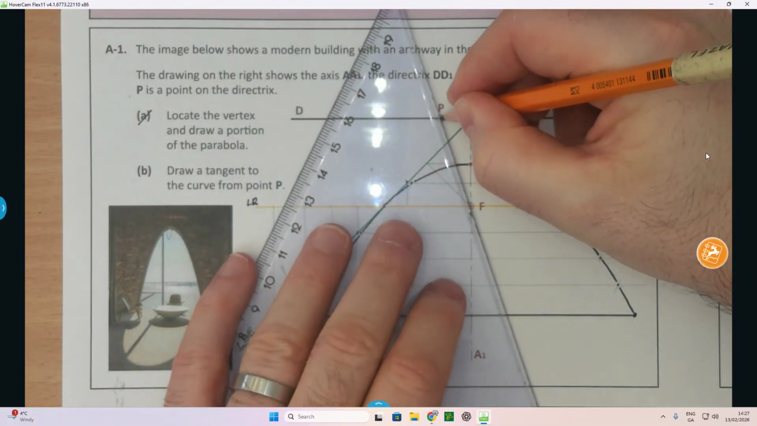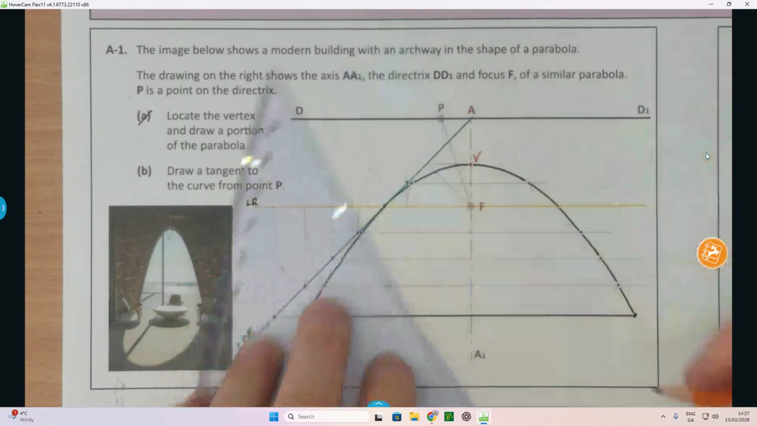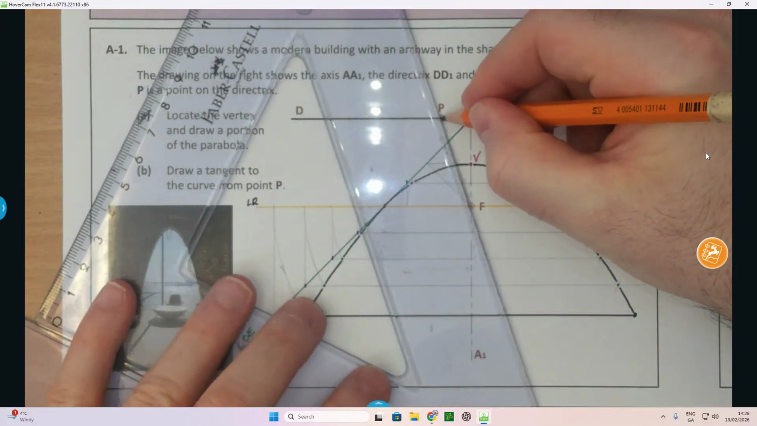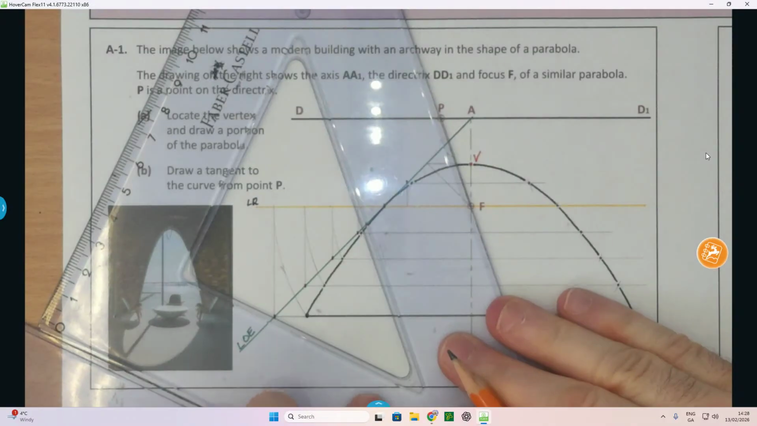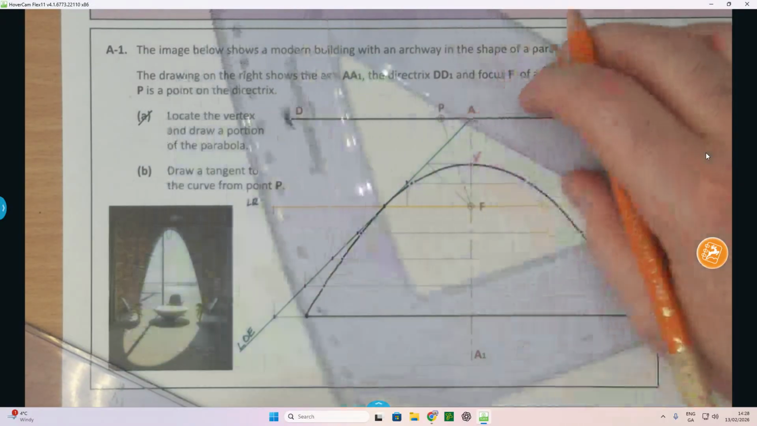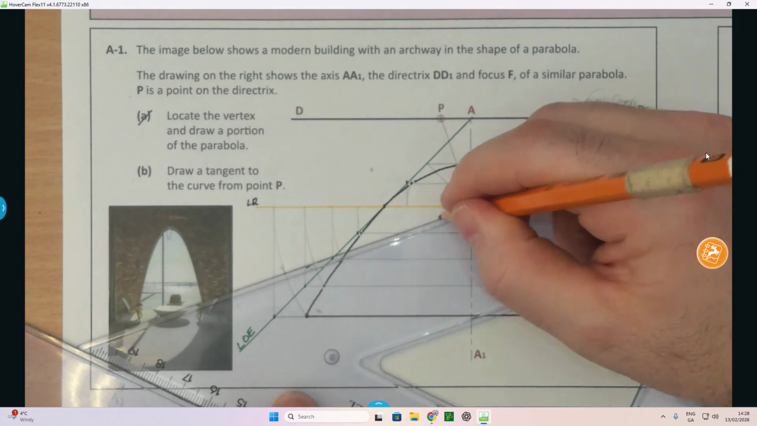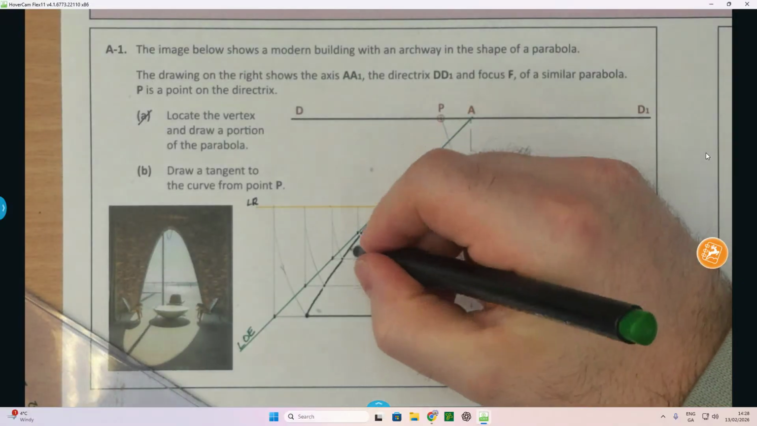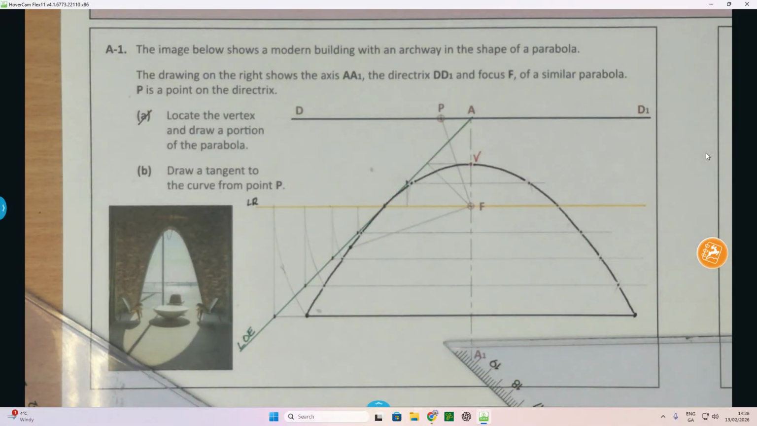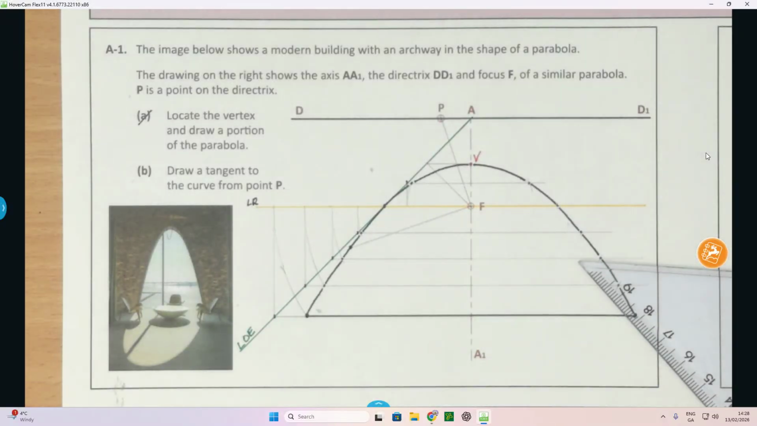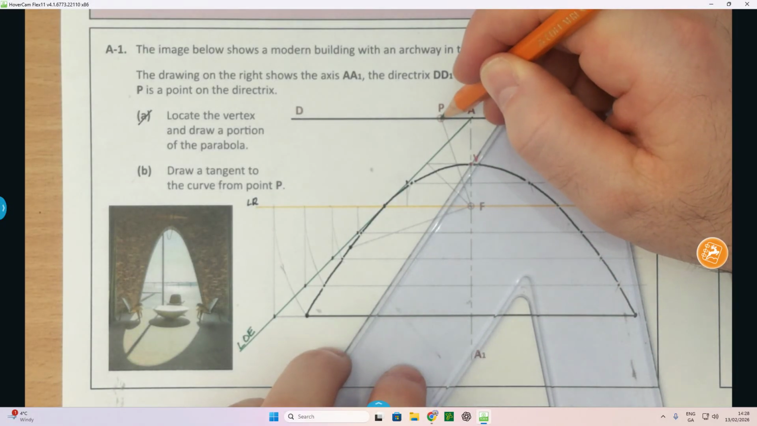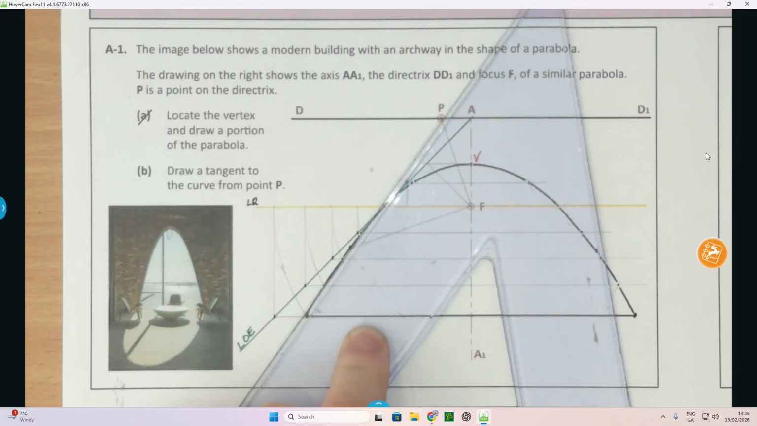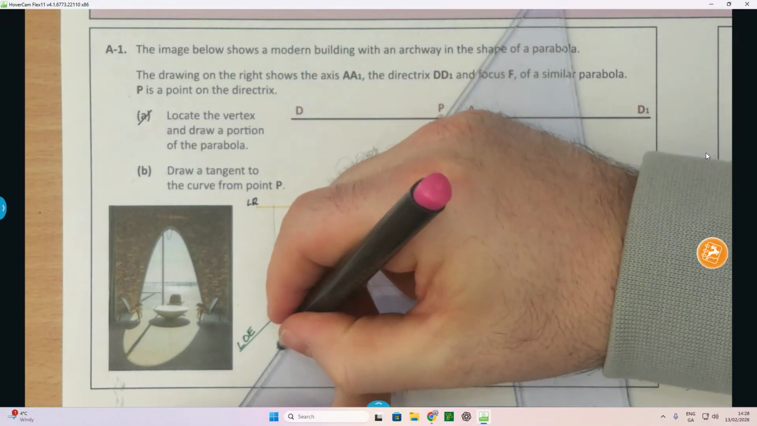So if I connect P to the focus, I put that line in there, all I have to do now is go perpendicular to that line from the focus. You'll see here where that goes through, right at this point right there, that is going to be a point on my tangent. And now all we do is we draw the tangent. They told us it starts at point P. Here we go. I'll draw the tangent in.